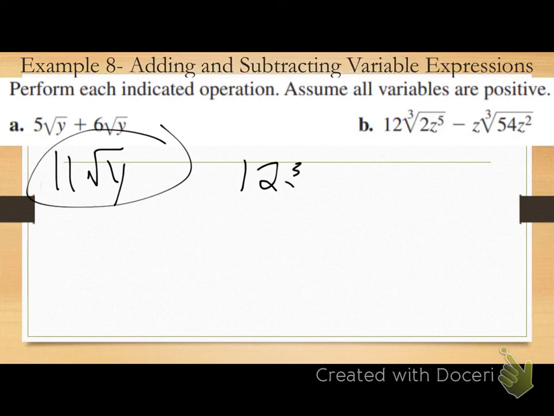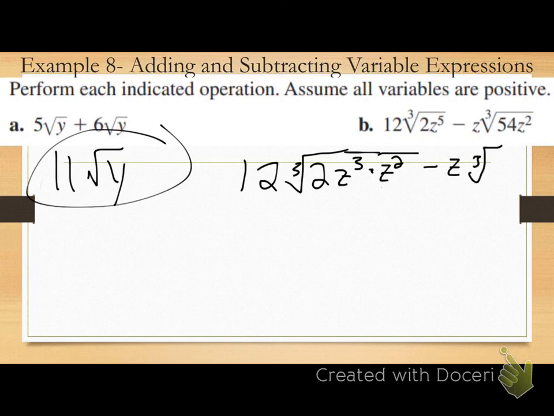Can I break z to the 5th down into anything that I can take the cube root of? Z to the 5th? What can I break that down into? z cubed times z squared. Very good. Does everyone see that? Because now I can take the cube root of z cubed.